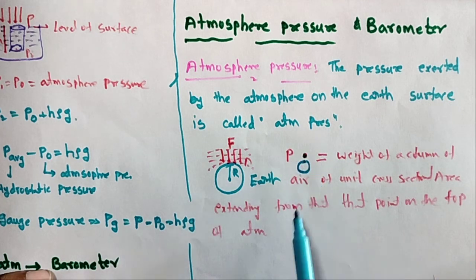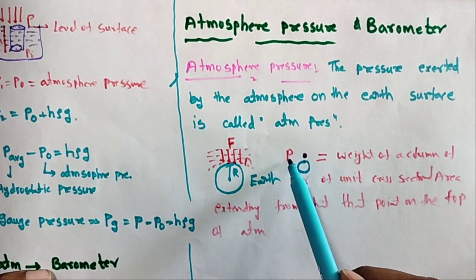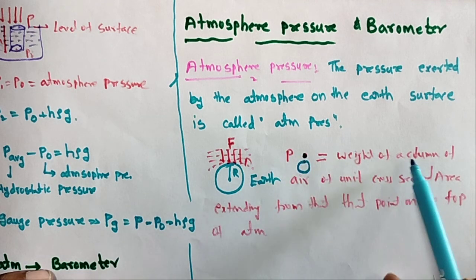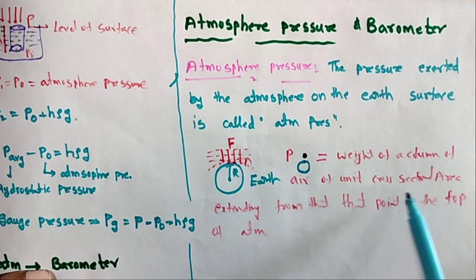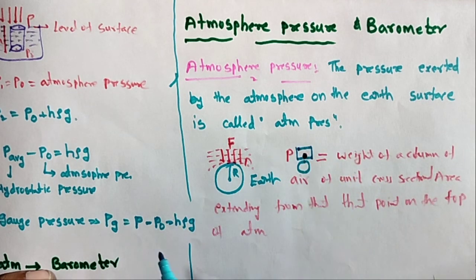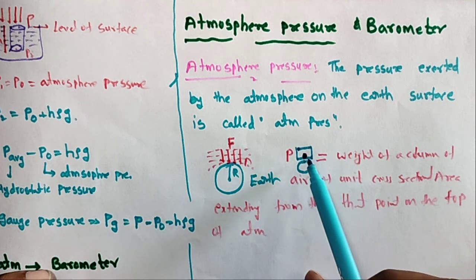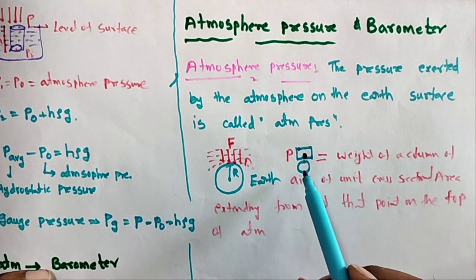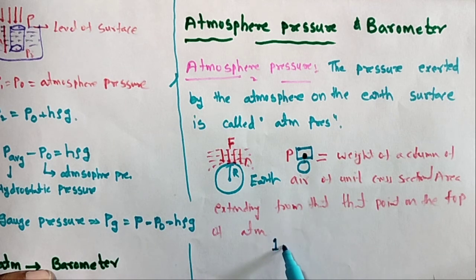I am taking one point. The pressure of the atmosphere at this point is equal to the weight of the column of air of unit area of cross section. At this unit area of cross section, how much weight is exerted from the top of the atmosphere? That is called atmospheric pressure.